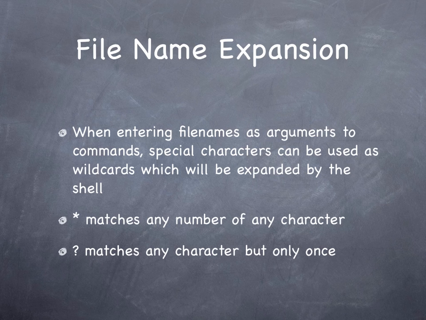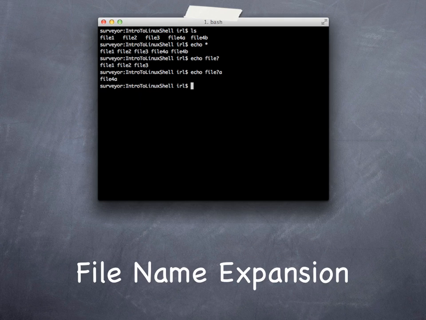When entering file names as arguments to commands, that's the parameters after the command that you're passing into the program you're launching, special characters can be used as wildcards, which will be expanded by the shell. So an asterisk will match any number of any character, and a question mark will match any character, but it will only match it once. I've got some examples here.